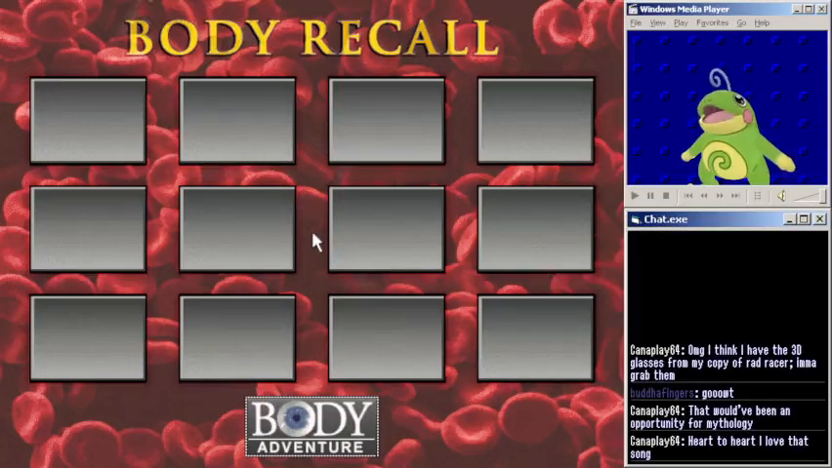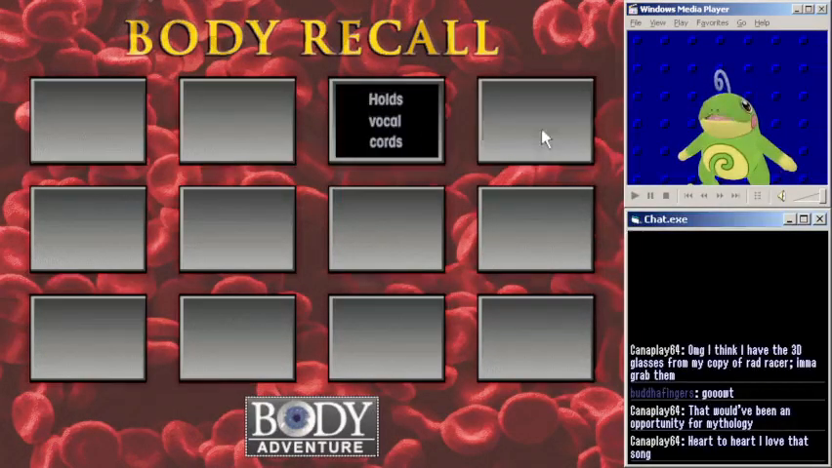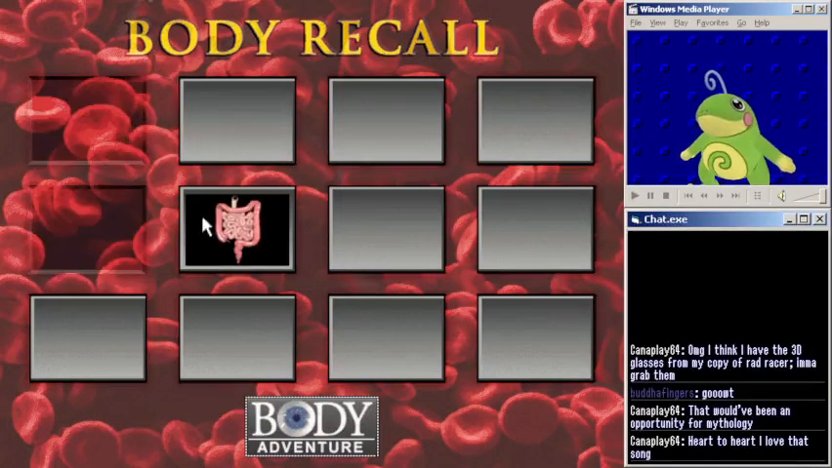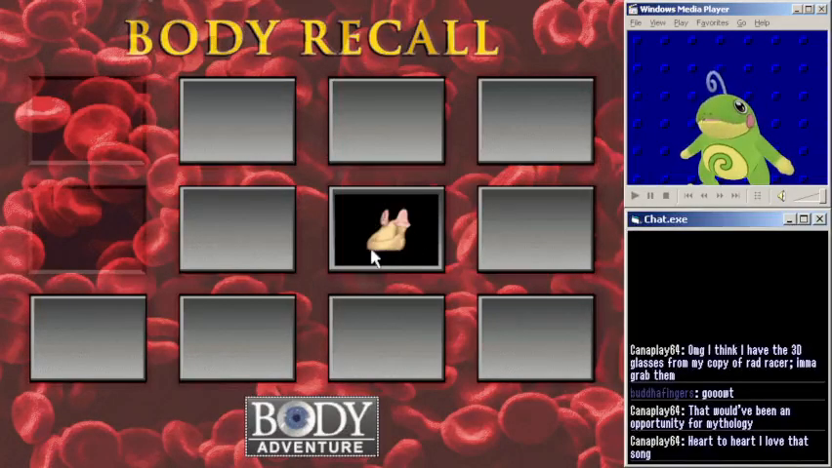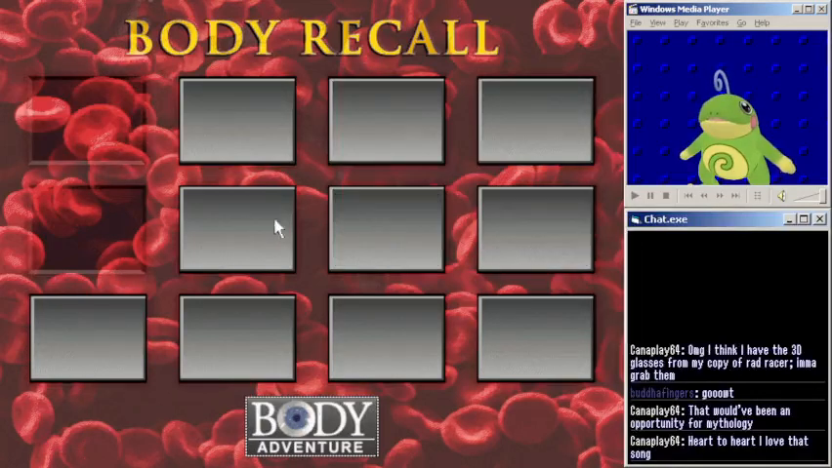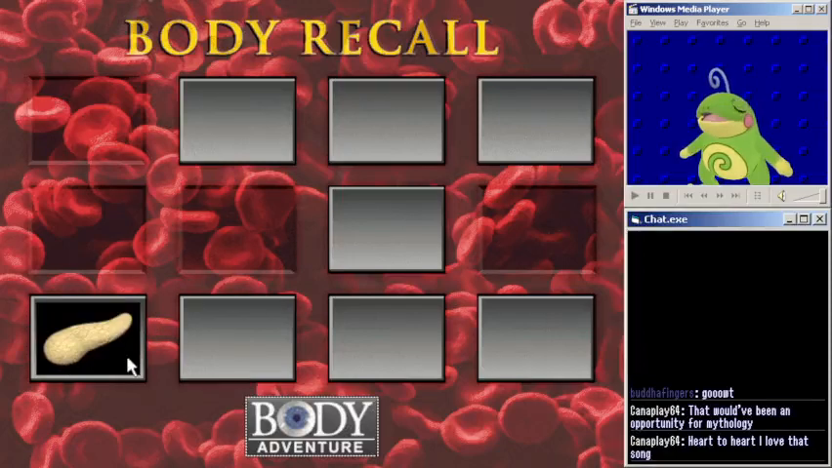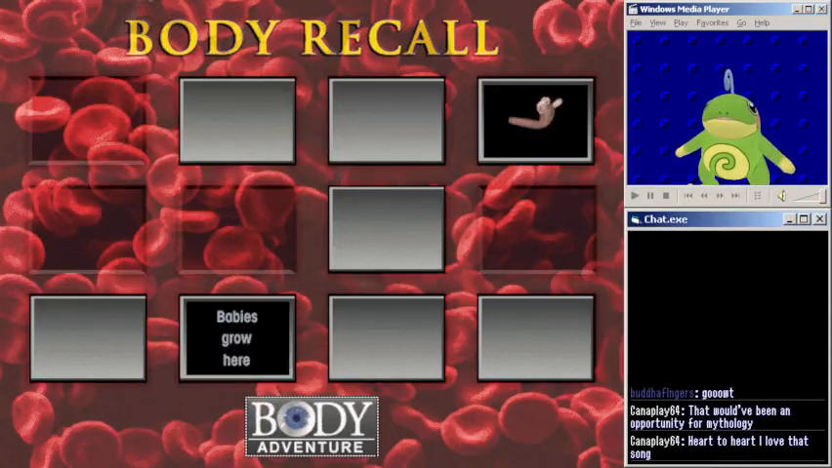Third round, final one. And we get a small reward. Okay. Hearing, makes insulin, holds vocal cords. Sound and balance. Ear. That's the ear. Ooh, digestive system. I'm actually not sure what this is other than like a beanbag chair. Absorbs food? Nope. Intestines, yep. Oh, babies grow here. There we go. Uterus.